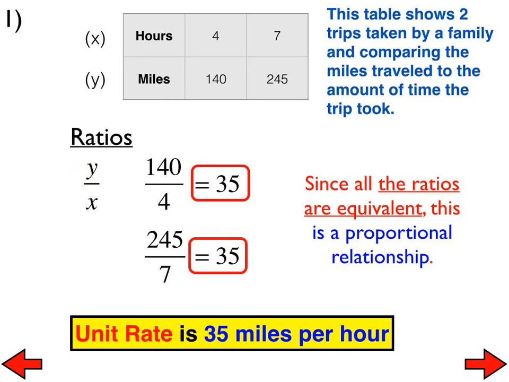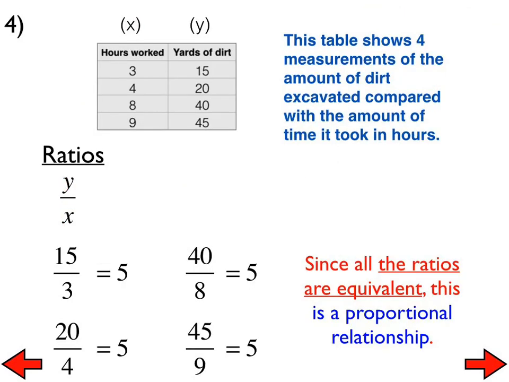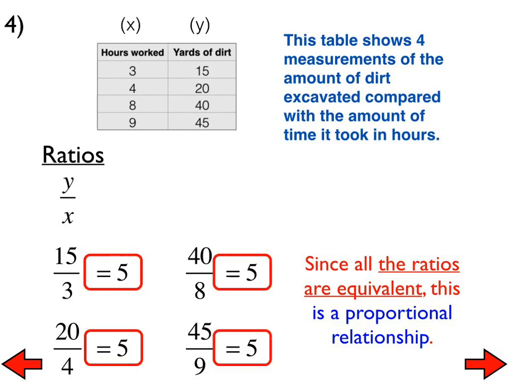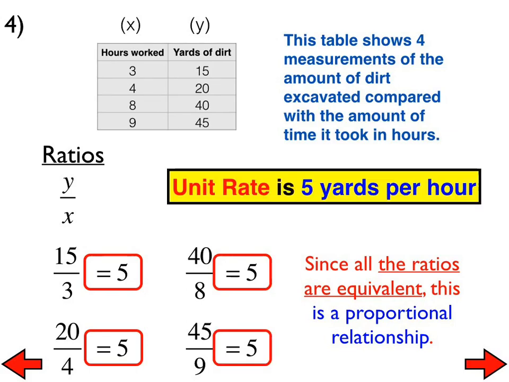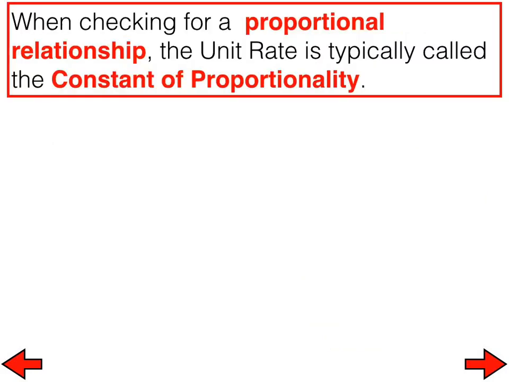Also, here's from number 4. All the ratios simplified to 5, so we know that's the numeric part of the unit rate, but the units would be 5 yards per hour. How do I know yards per hour? Okay? So we've already really done all the work to find what the unit rate is.